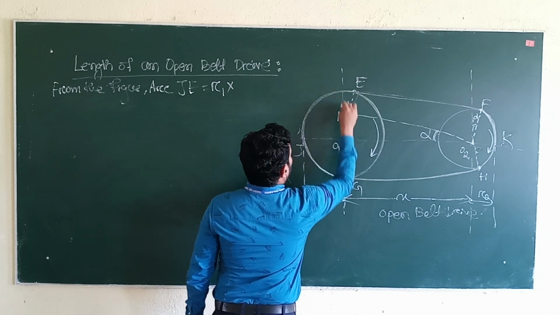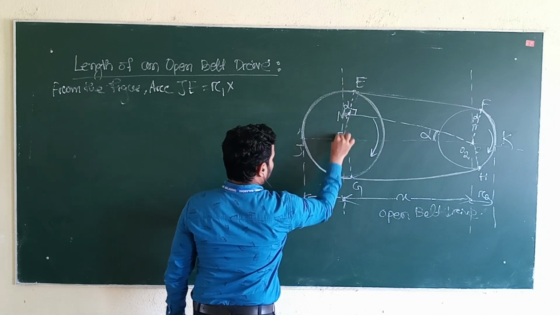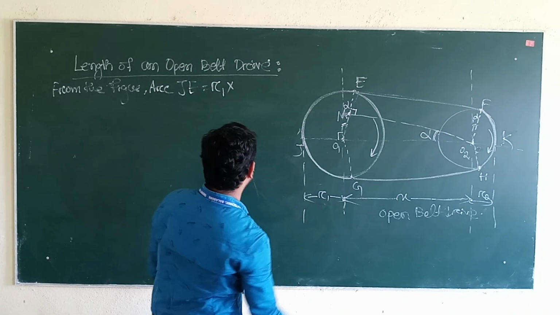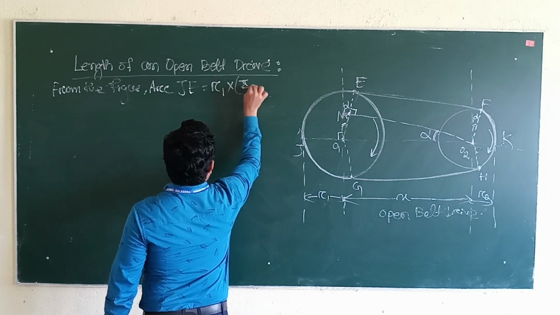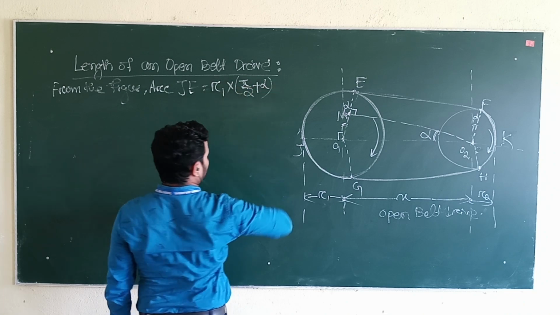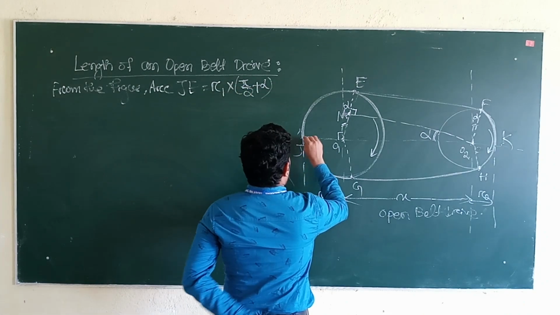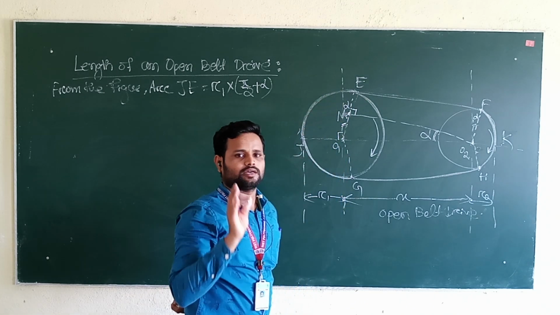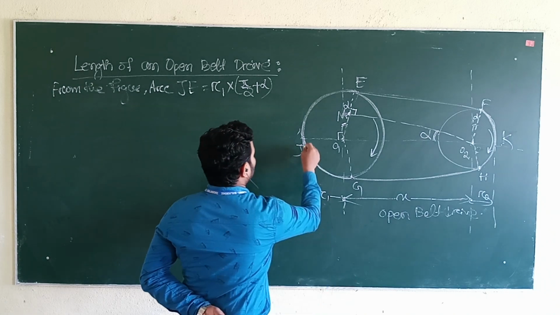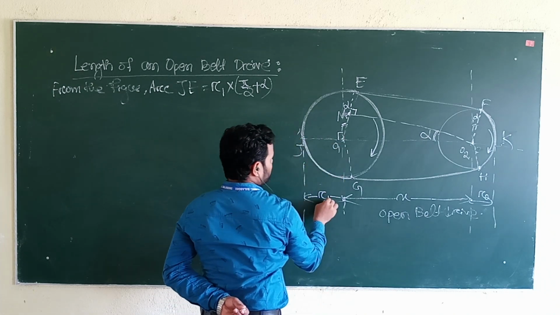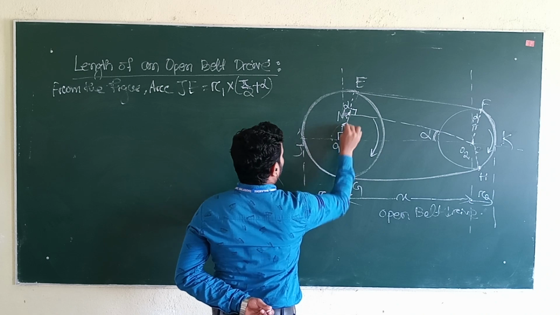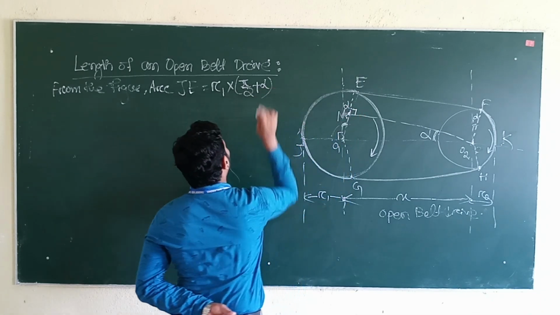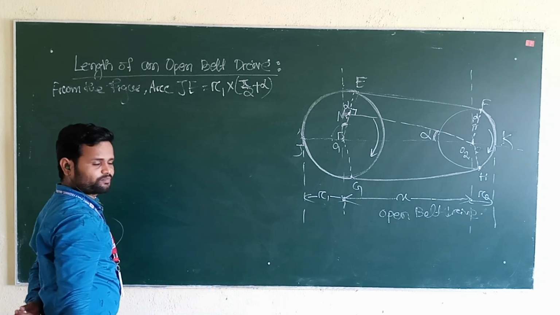This was the angle. So this is a right angle and this is alpha. So right angle means pi by 2 or 90. So you can say pi by 2 plus alpha. Again, the length of arc JE we will find out by multiplying the radius with the angle. So the radius we know is R1 and the angle is the total angle. Total angle is 90 and this much is alpha. So 90 plus alpha. This is the arc JE.